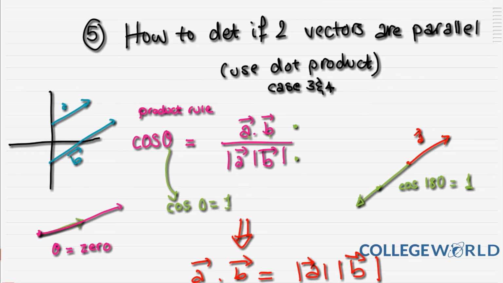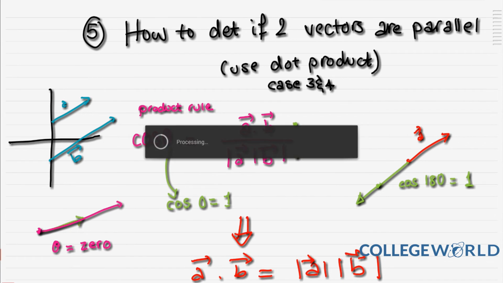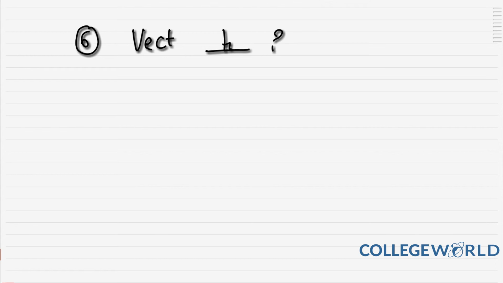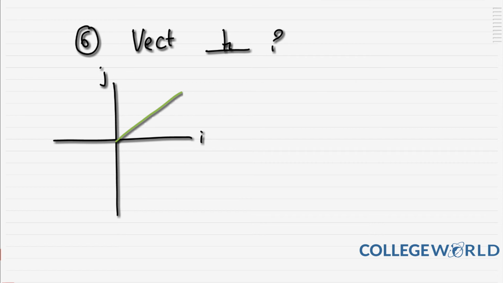Now that we are done with this part 2, we can move on to our next case, which is determining whether two vectors are perpendicular. I'm going to follow this up in this video because it's very closely related to parallel vectors. Again, we're going to graph our ij graph, and we're going to draw two perpendicular vectors. So we have this vector a and this vector b. How do we determine if they're perpendicular?